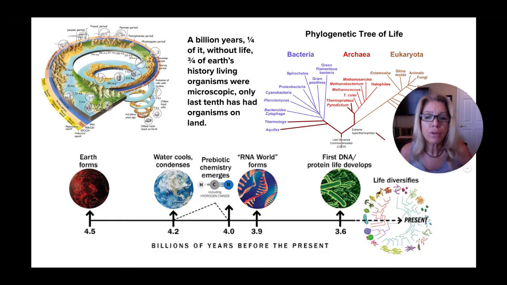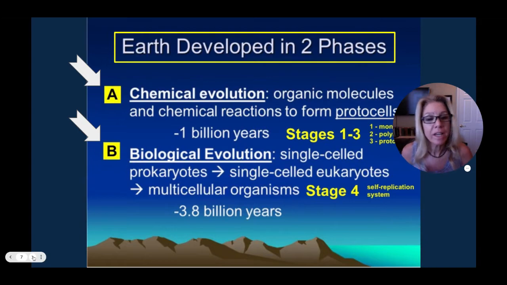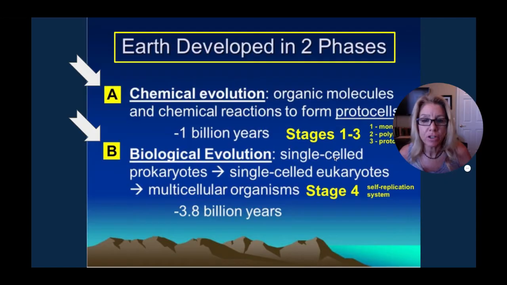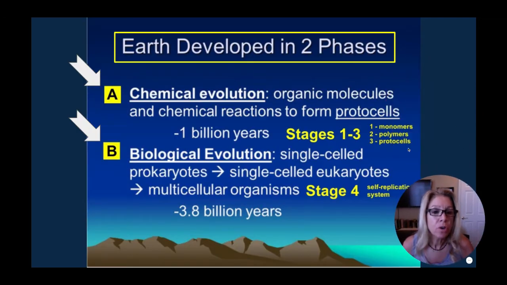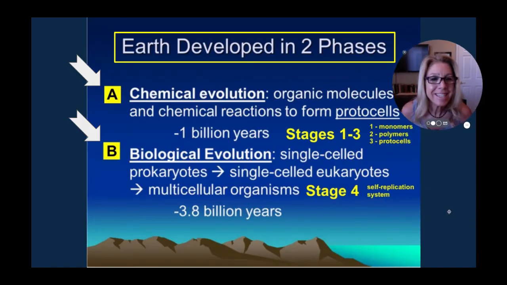Early Earth consisted of inorganic molecules, similar to what came out, like I said, of volcanoes. And we're going to look through these stages. First you have your chemical evolution. We need to form monomers, then polymers, and then build your protocells. And then we'll talk about biological evolution, how you go from single-celled prokaryotes to eukaryotes, the transition from heterotrophs to autotrophs, and then multicellularity.